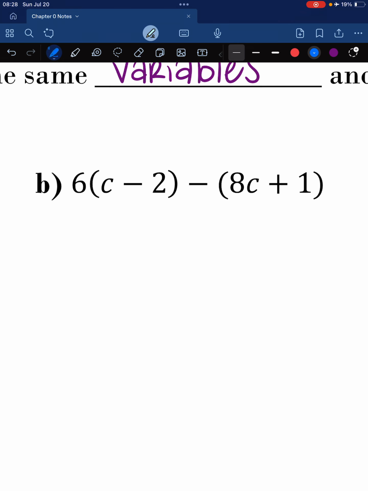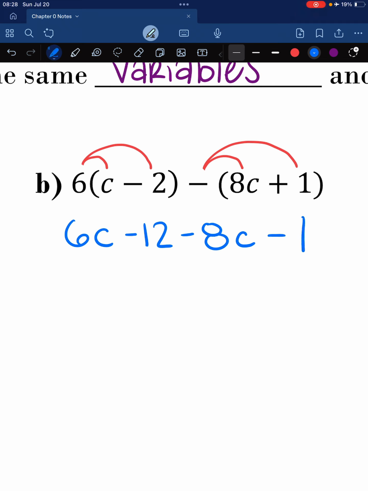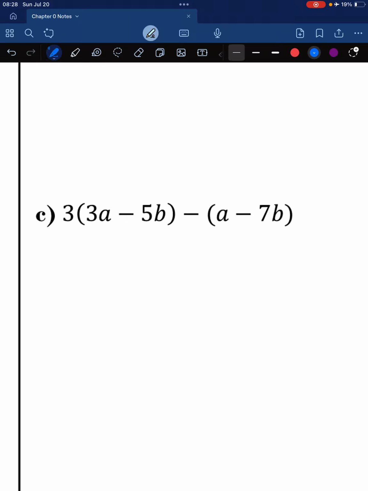On B, I do see some like terms, but since they're in parentheses, I can't quite combine them yet. I do need to go ahead and distribute this 6. I also need to distribute this subtraction just like it's a negative sign. Okay, so I'm going to end up with 6c minus 12 minus 8c minus 1. Again, I like underlining, so I'm going to underline those like terms. We end up with negative 2c minus 13. And there we go.